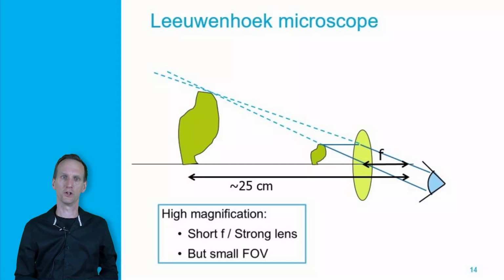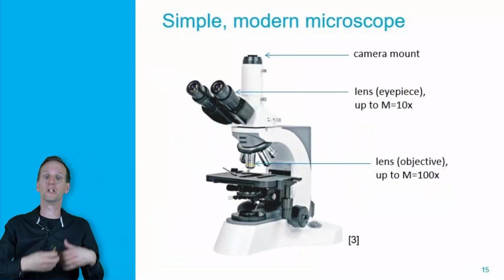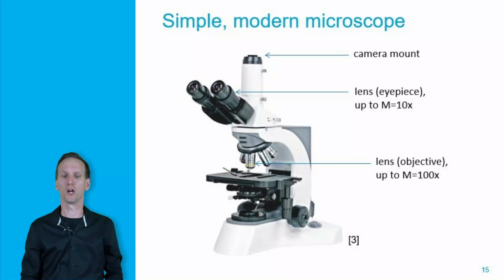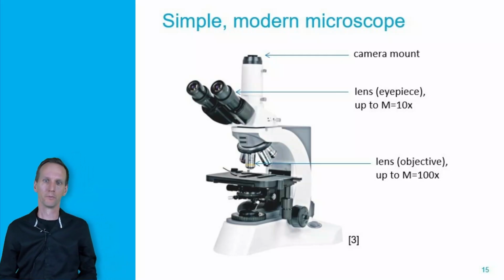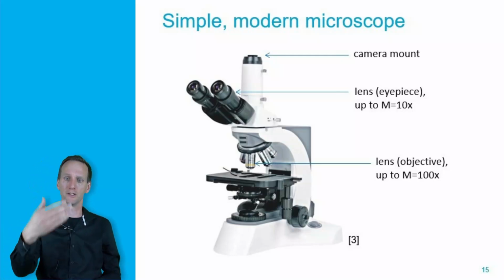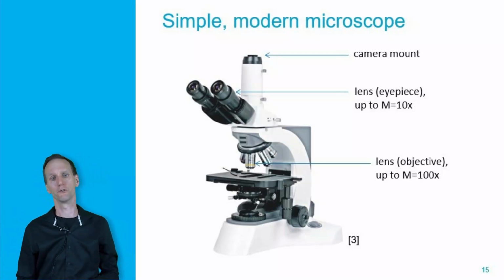Now this is just a single lens system. If we look at a modern microscope, we see that it's much more complicated than just a single lens. Here you see an image of a modern-day microscope. Again, we can distinguish a single lens, which we call the objective lens, with a magnification of up to 100 times.